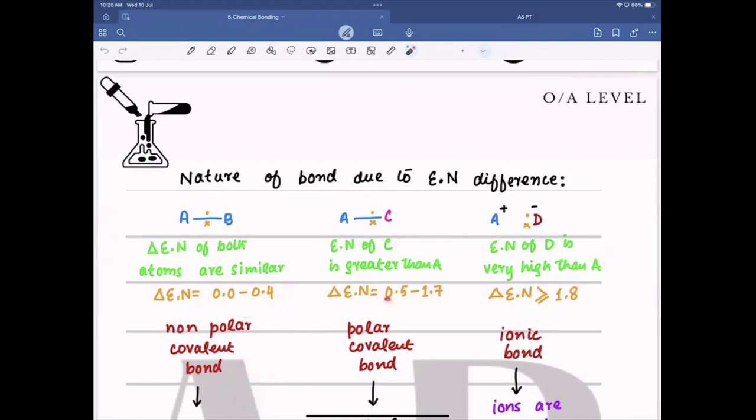When this is the case, the difference lies between 0.5 to 1.7, and we call it a polar covalent bond. And when the difference goes greater than 1.8 between the two elements, then it is an ionic bond. Is this clear?